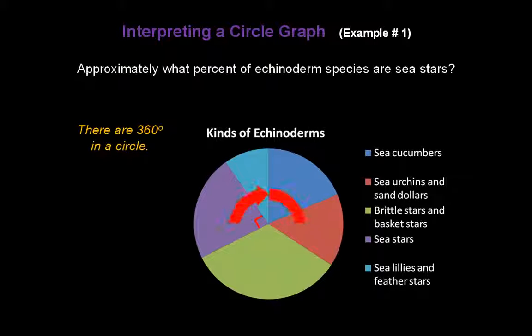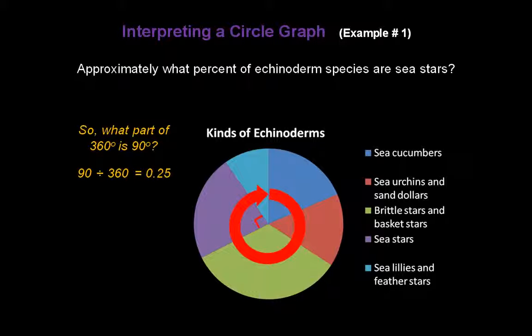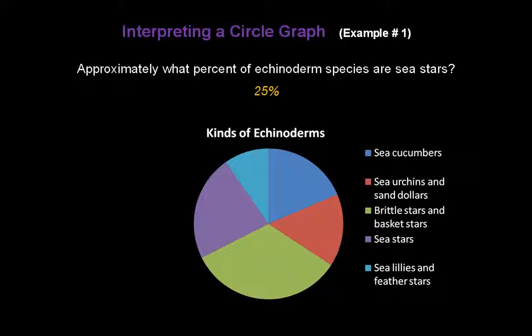So we know there are 360 degrees in a circle. So we're looking for what part of 360 is 90 degrees. So we take 90 divided by 360, and that gives us 0.25. That's a decimal answer, and we're looking for a percent. So we move the decimal 2 places to the right, and the sea stars area is about 25%, or a quarter of our entire circle.